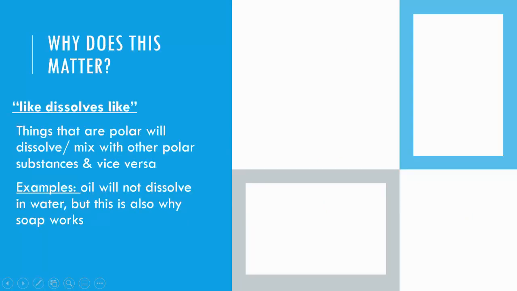Okay, the last thing we need to talk about is why this matters. We actually deal with polarity every single day in our lives. Whether a substance is polar or nonpolar determines what it will mix with. So polar things will only dissolve or mix with other polar things, and nonpolar will only mix with other nonpolar things. So we remember this rule by the phrase like dissolves like. So for example, oil will not dissolve in water.